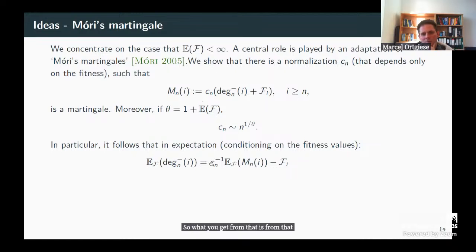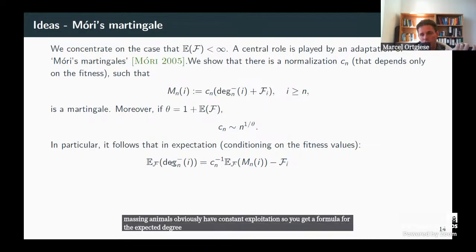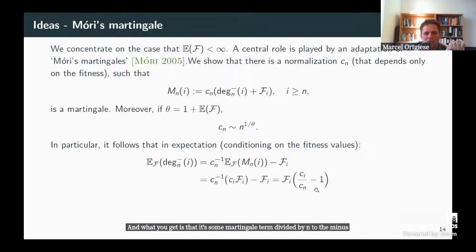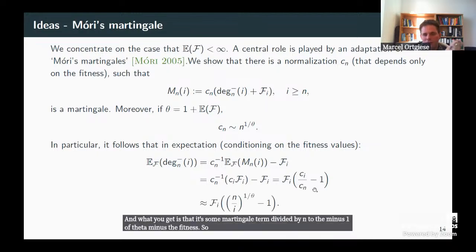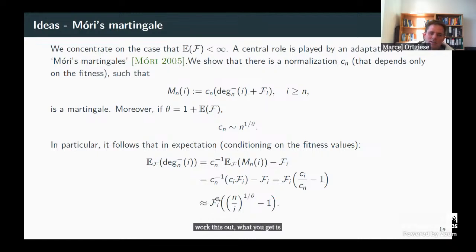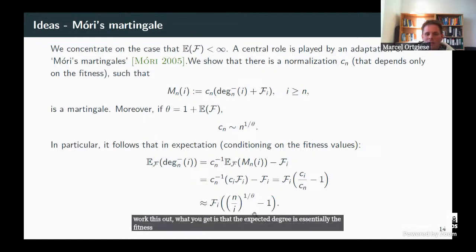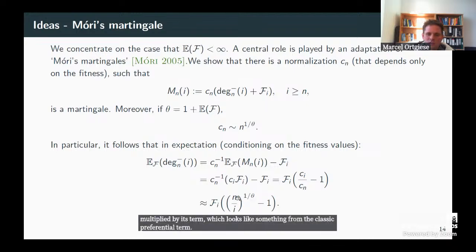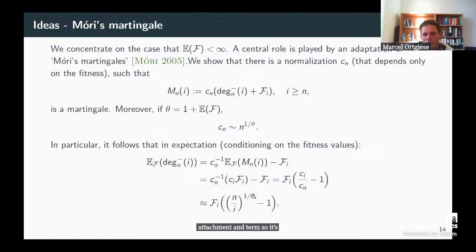Martingales obviously have constant expectations, so you get a formula for the expected degree if you just condition on the fitness. What you get is some martingale term divided by n to the minus 1 over theta, minus the fitness. If you work this out, the expected degree is essentially the fitness multiplied by a term which looks like something from the classic preferential attachment: n over i to the power 1 over theta.